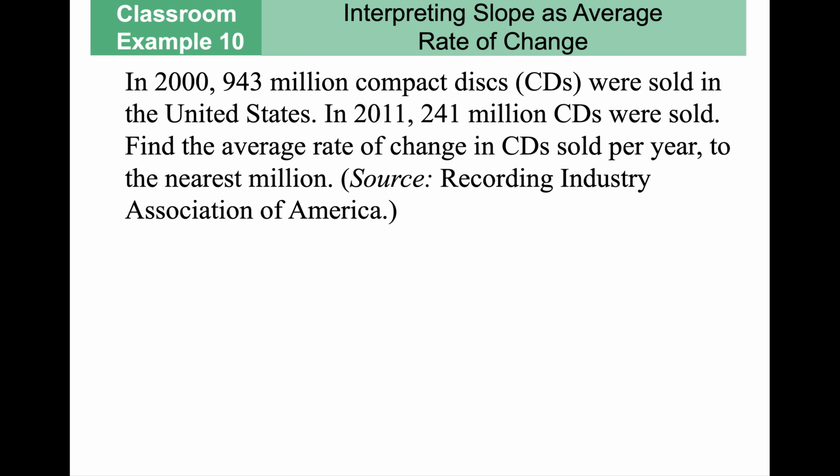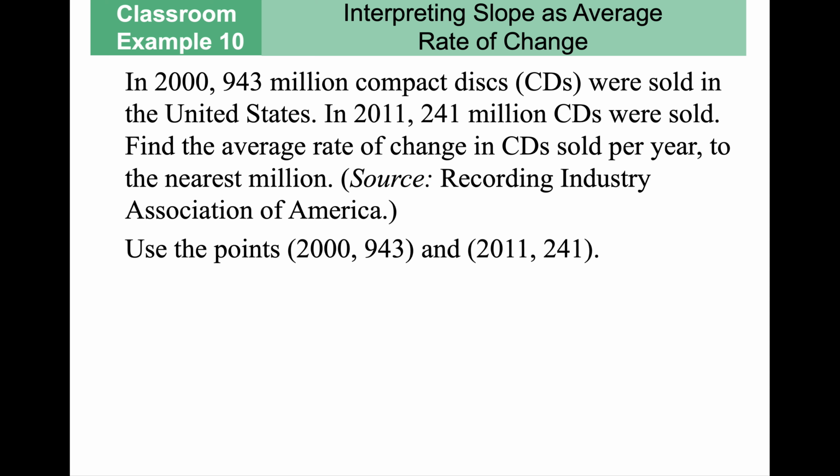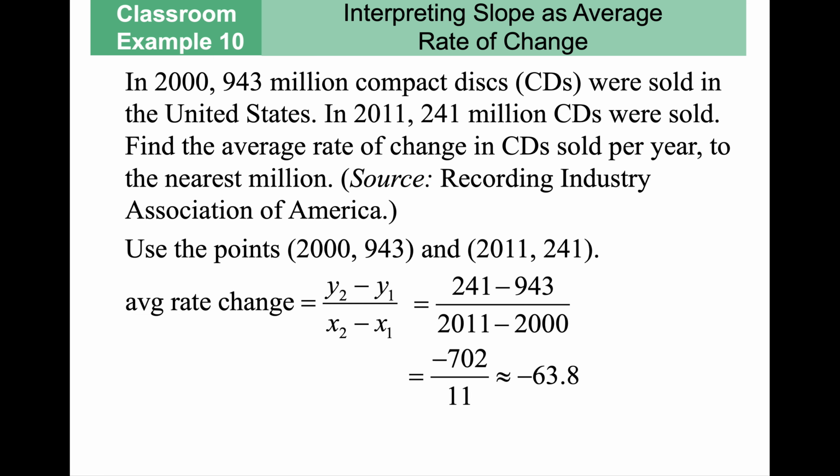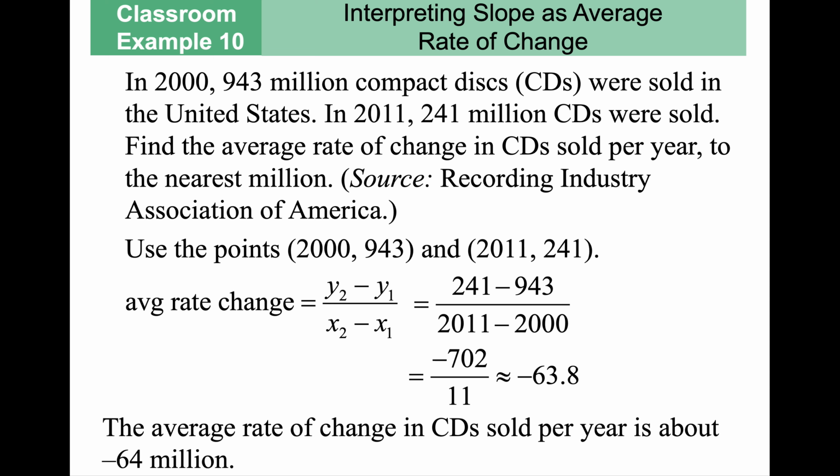Here's another example. It says find the average rate of change, and you have to look at, we have 2,941. That's the point, 2,943. Then we have in 2011, we sold 241 million. So then I have 2 points. Once you've gotten the 2 points extracted from the word problem, you can just find the actual slope. And that gives us -63.8, which means we're decreasing the rate sold by about 64 million per year.